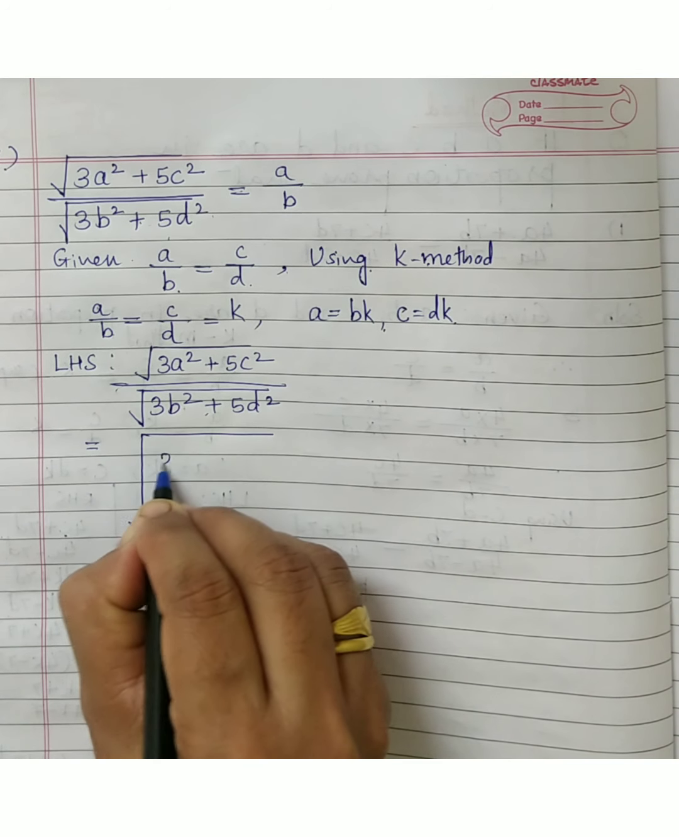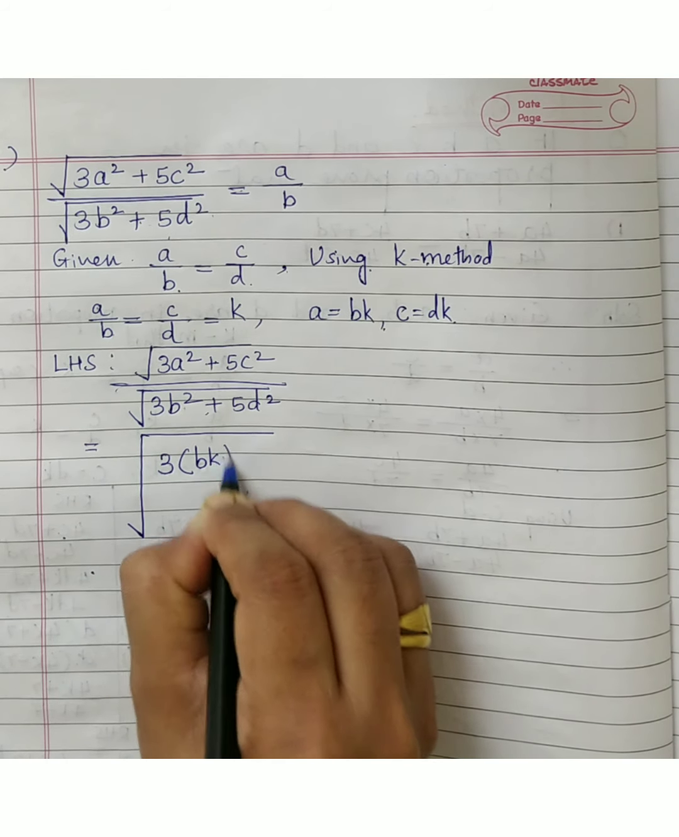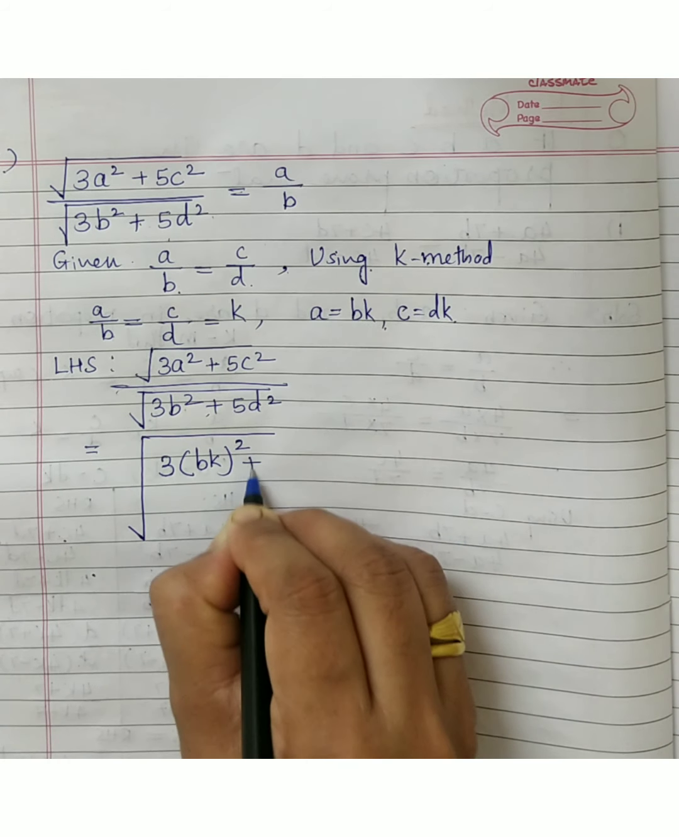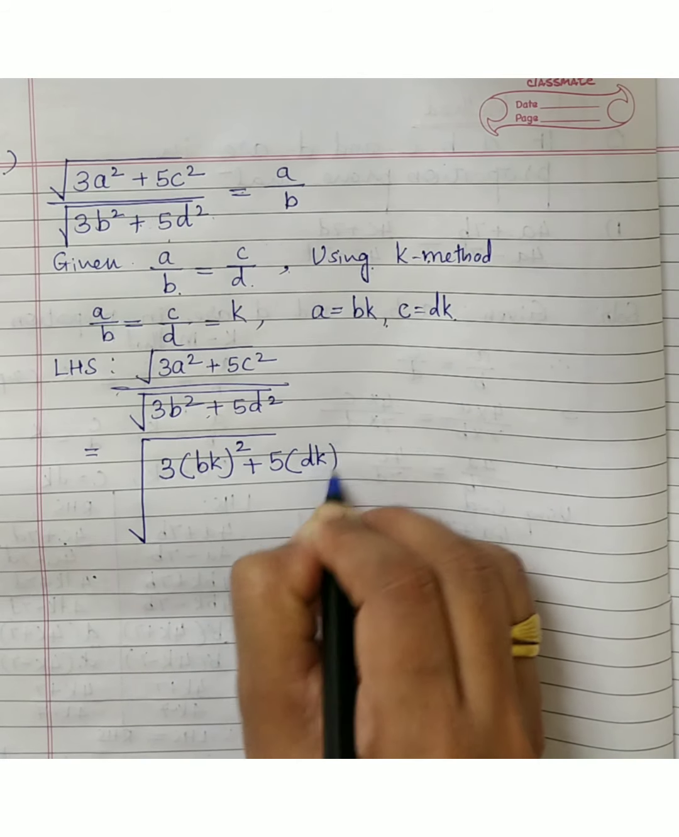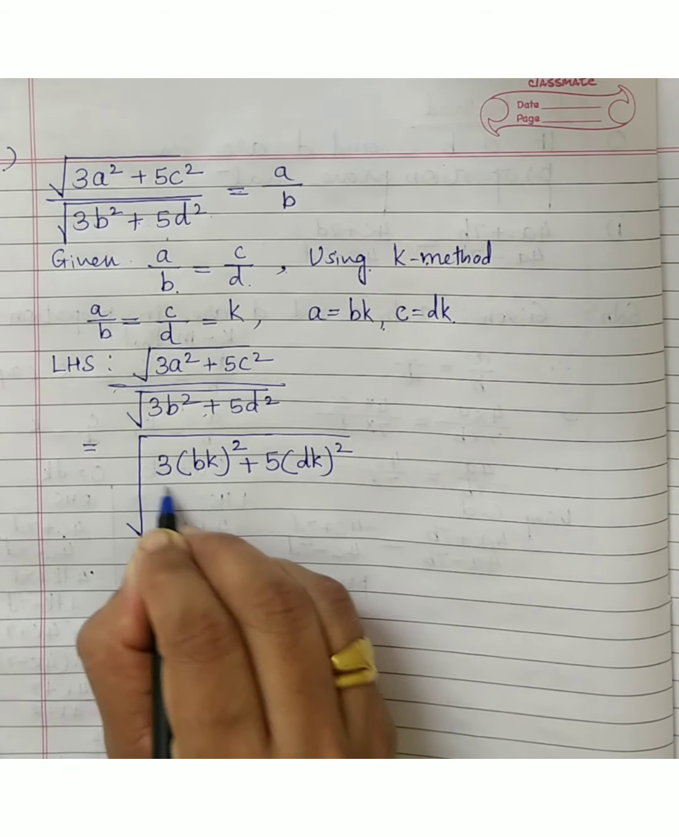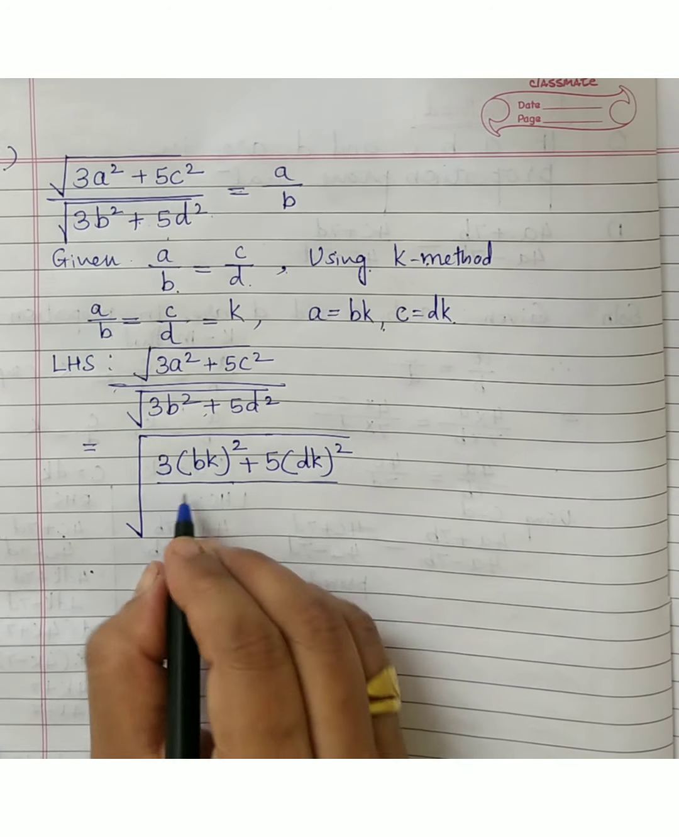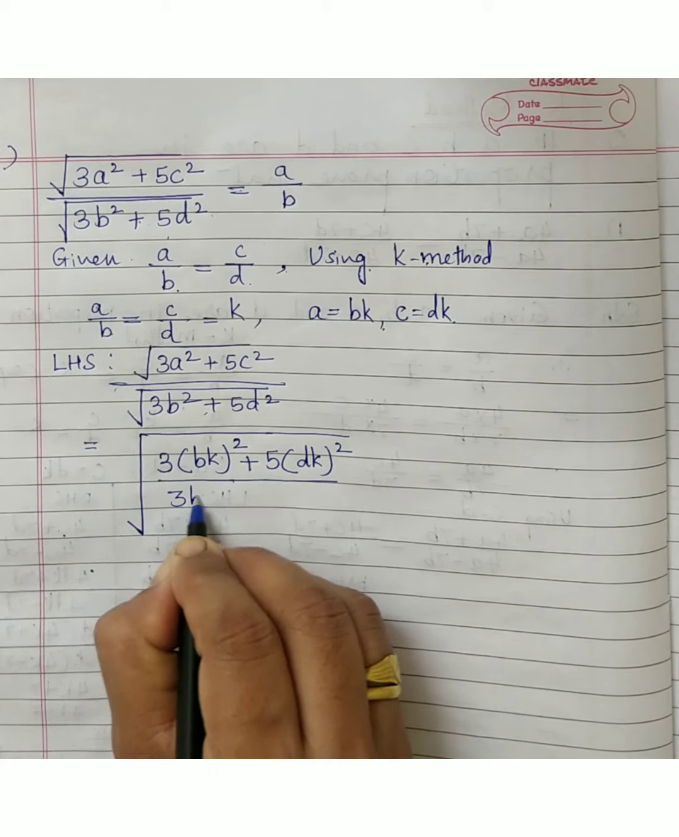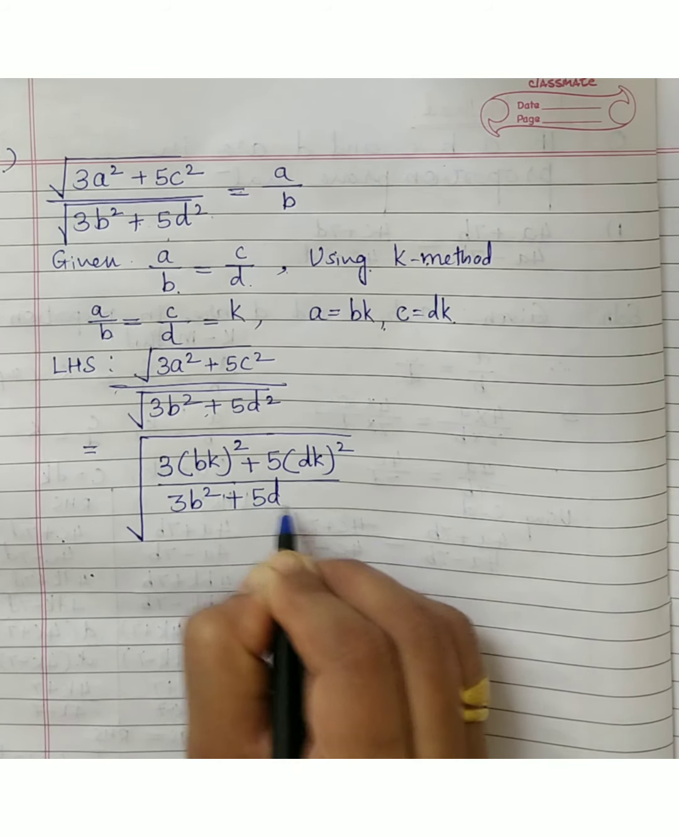Now 3, a is what? bk, the whole square. 5, c is what? dk, the whole square. Don't go for shortcuts. Some children do it very fast in their mind. If correct, then very good. If wrong, then you keep searching where you went wrong. So following the steps is always advisable.